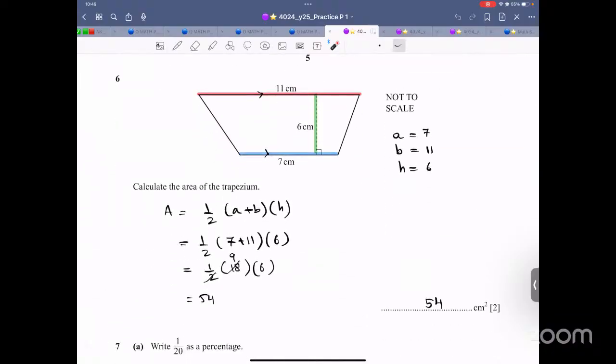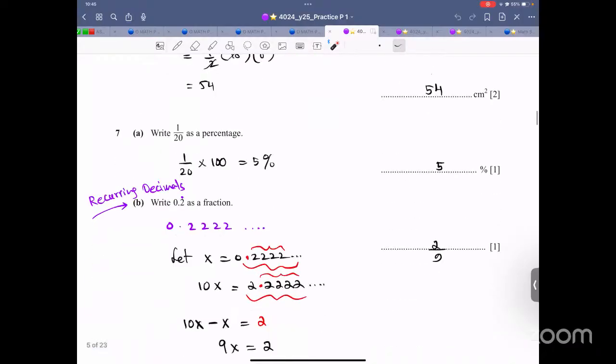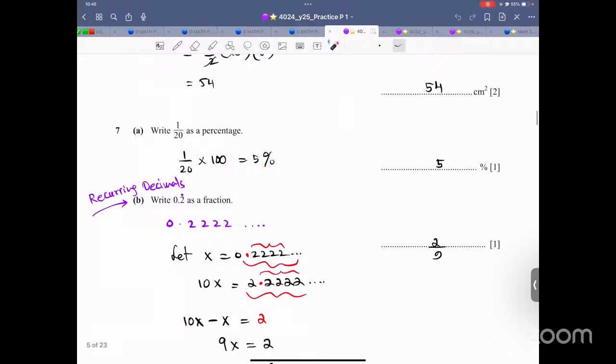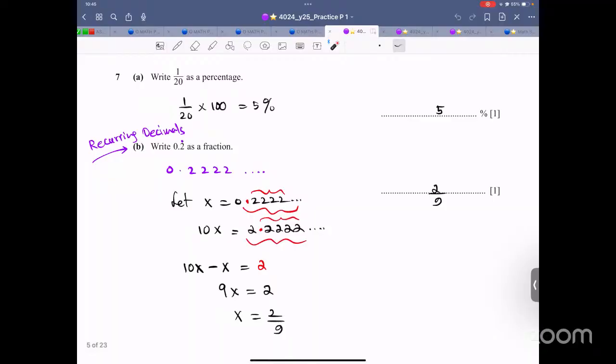Something like this, mensuration. Calculate the area of the trapezium. So this is 11, this is 7, that's the sum of parallel sides, 11 plus 7, times the height. Write 1 over 20 as a percentage: 1 over 20 into 100, that is 5%. Write this thing as a fraction.